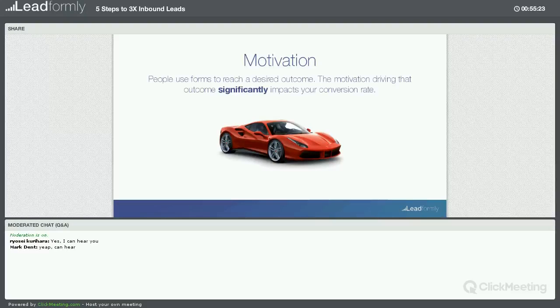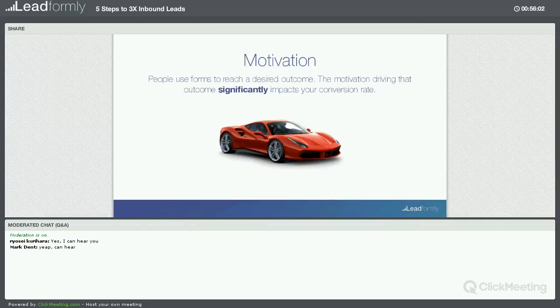Motivation is one of the most important things influencing the conversion rate of your form. If you think about it, people aren't using forms to send an inquiry. People are using your forms to reach a desired outcome. And the motivation that is driving that outcome significantly impacts your conversion rate. A slightly exaggerated but good way of thinking about this is, imagine if you were to give away a free Ferrari to every single person that used the form on your website. Immediately your conversion rate would likely go up to 100%.